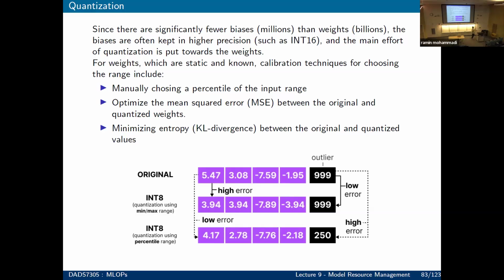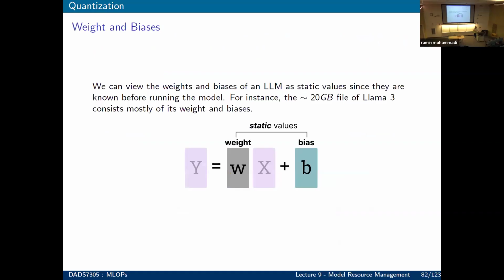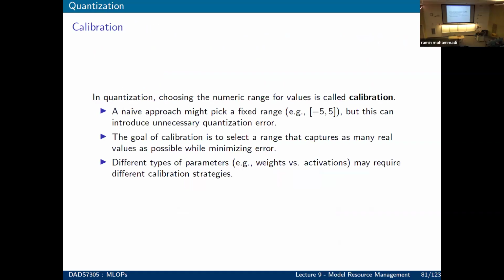So you see that there are pros and cons. You need to figure out the impact of getting high error on your outliers versus getting high error on the smaller values in your computation. And you can decide which technique is more important. So the idea of calibration is that you either select -5 to 5, or you dynamically calculate that range with respect to some error that you're monitoring for.